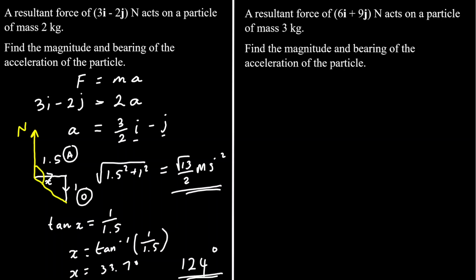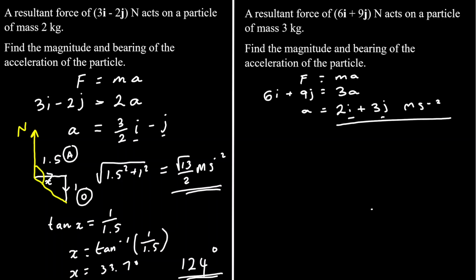One for you to try, see if you can give it a go. So again, we've got F equals ma. The resultant force, 6i plus 9j, equals the mass, which is 3 times the acceleration. Divide both sides by 3, so we get 2i plus 3j meters per second squared. We want the magnitude and the bearing. So it's going 2 to the right and 3 up this time.